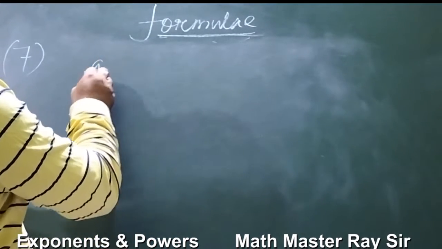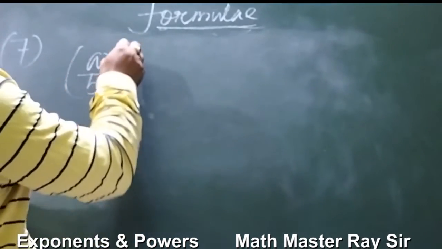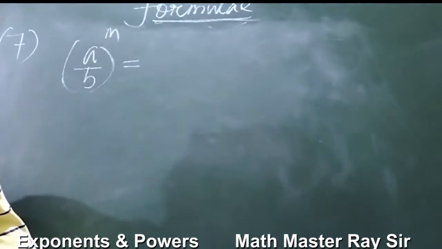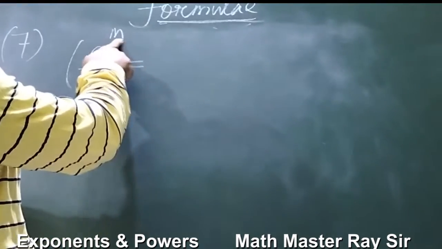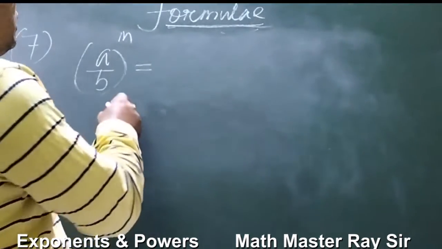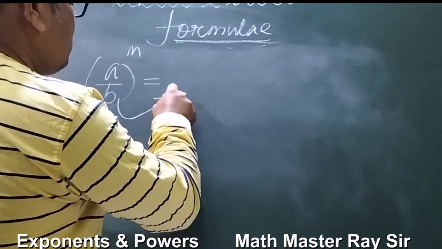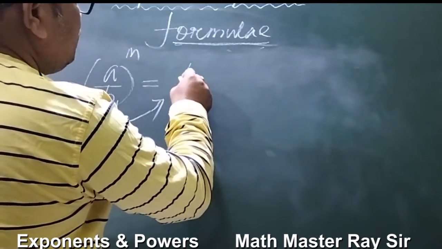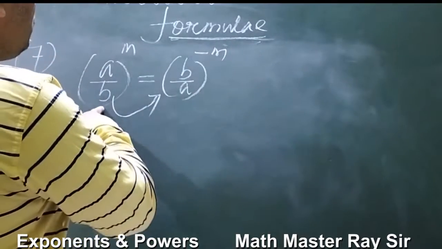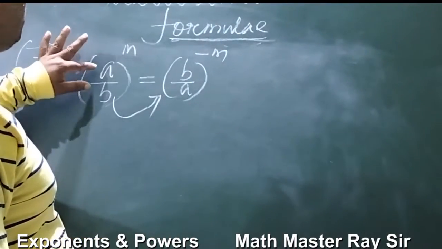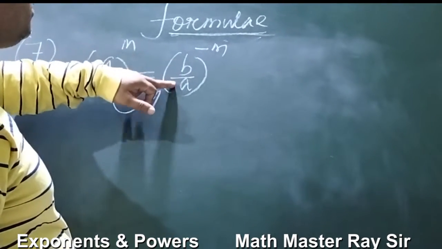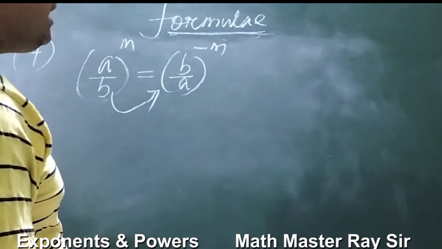If a by b to the power m is given, and I just have to change the sign of the power, I have to change the sign of power m. Power m is positive here. Then I will have to just reverse this one like this: b by a taking power minus m. This is equal to this one. It was a by b to the power m. I have just reversed this one, b by a, then the power becomes negative.